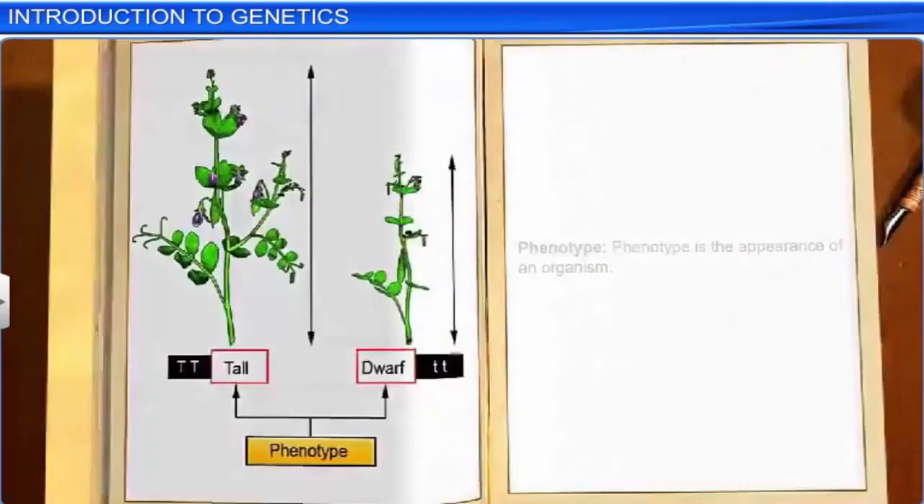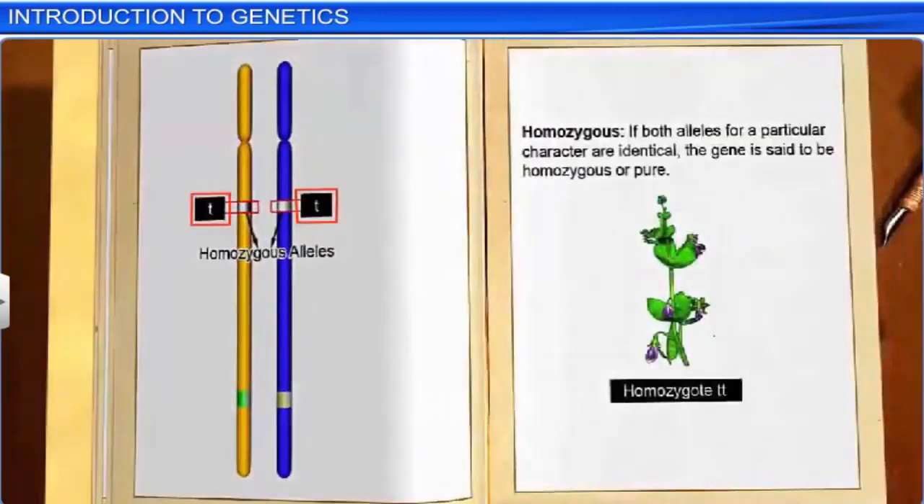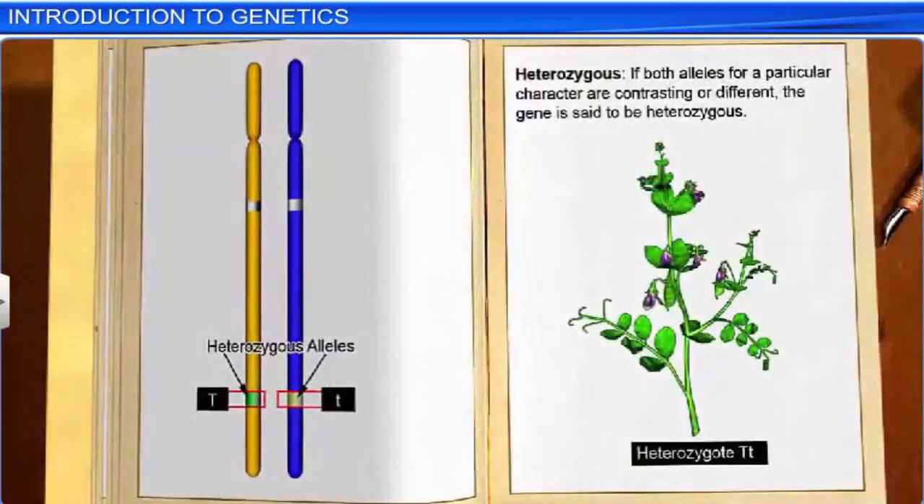Also, every organism possesses 2 alleles for each character. If these 2 alleles for a particular character are identical, the gene is said to be homozygous or pure, and the individual is called a homozygote. On the other hand, if an organism possesses 2 contrasting or different alleles in a pair, the gene is called heterozygous, and the individual is called a heterozygote.